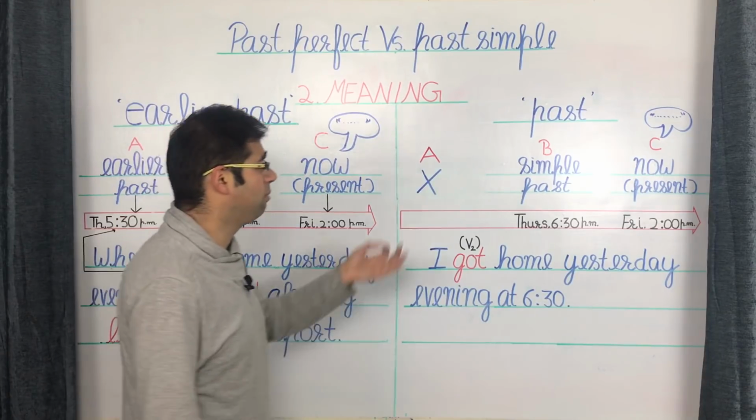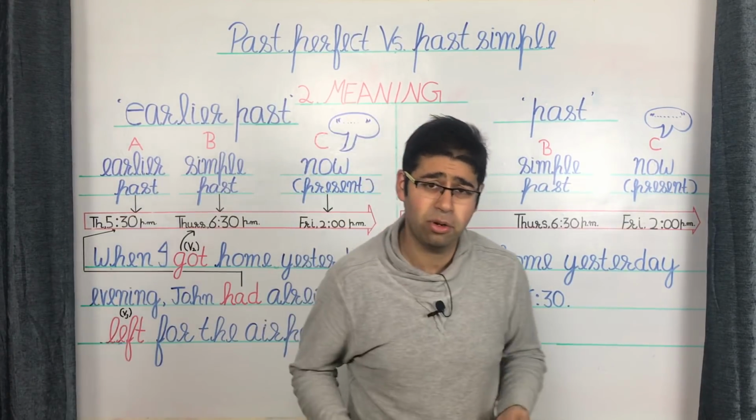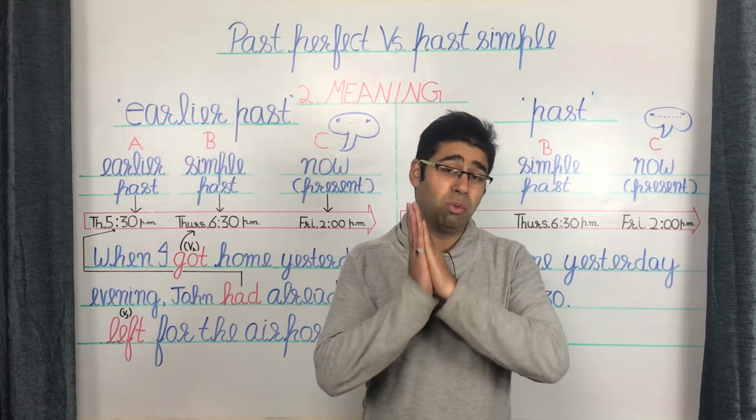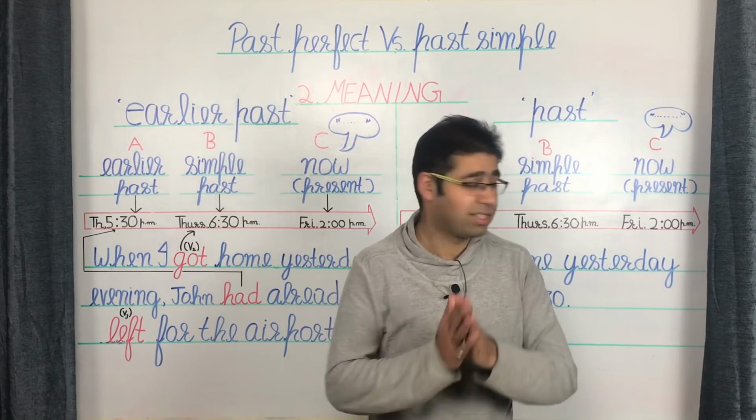As opposed to this, we come to simple past. I'm sure it's already clear over here. In case of the simple past, you make a reference to only one past event within the sentence. Let's have a look here.